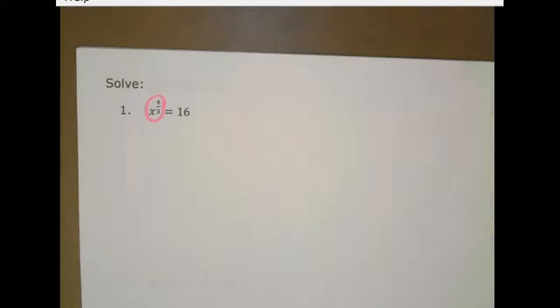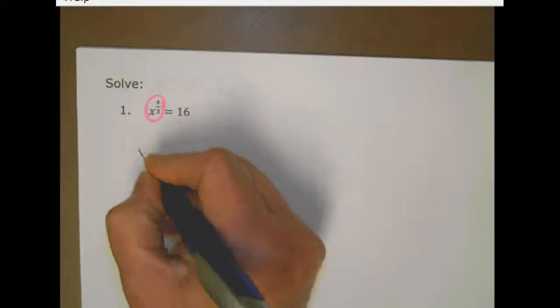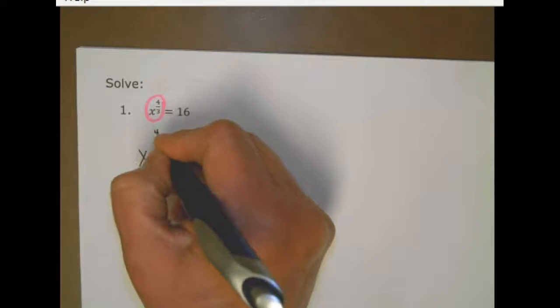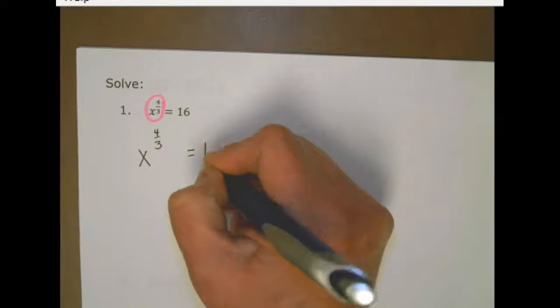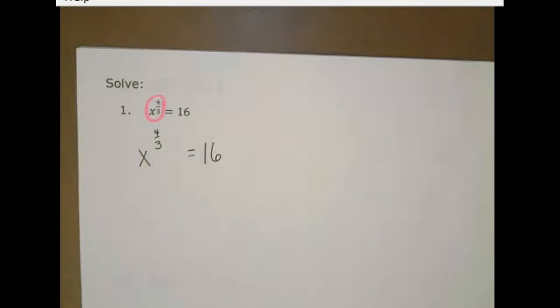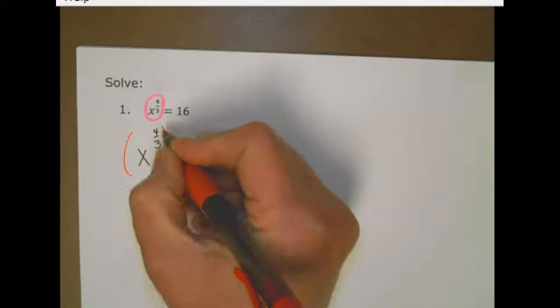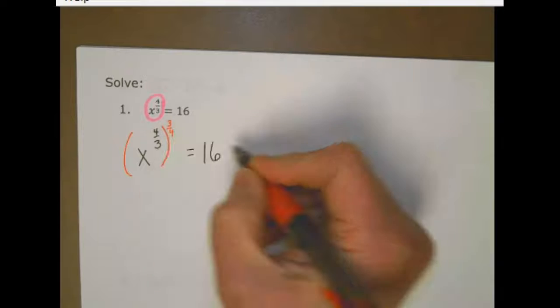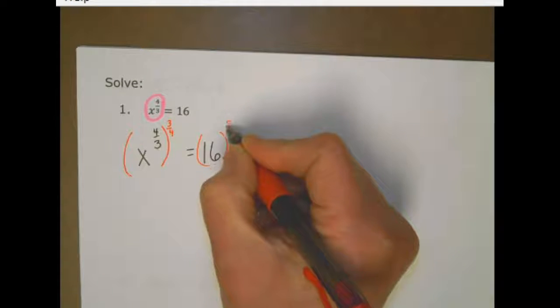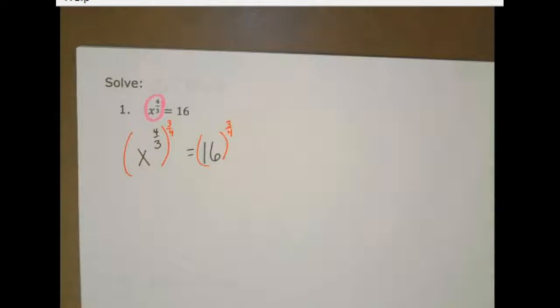Okay, so here we have an equation. This is the part with the exponent. Is it isolated? Yeah, it's isolated. So we need to raise this to the reciprocal power. Not multiply it, raise it to the power. What's the reciprocal of 4 over 3? And this is going to be 3 over 4.